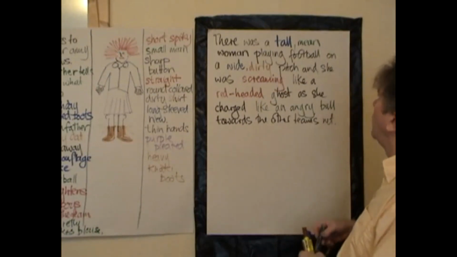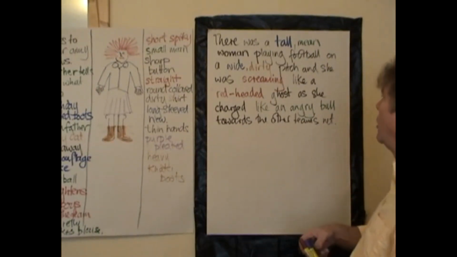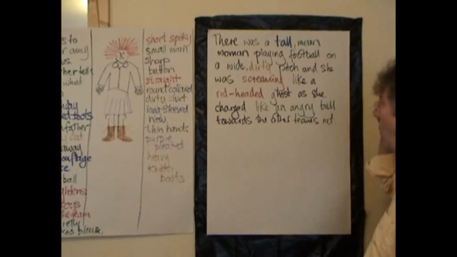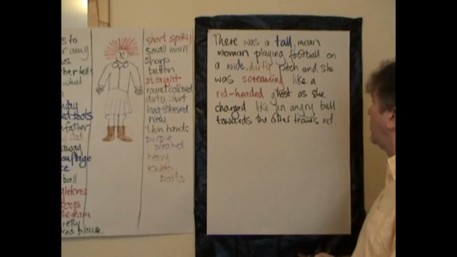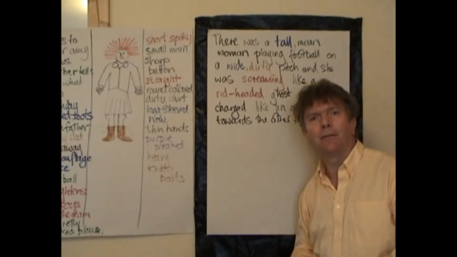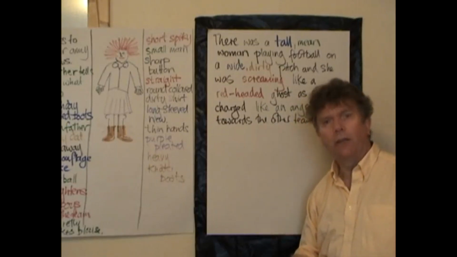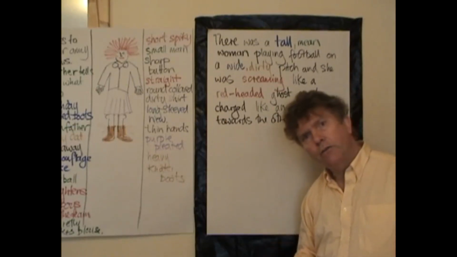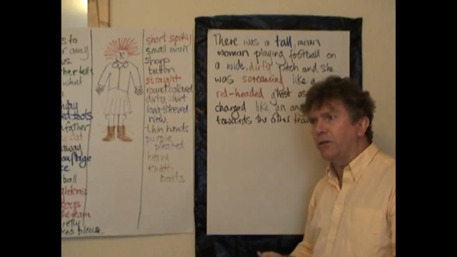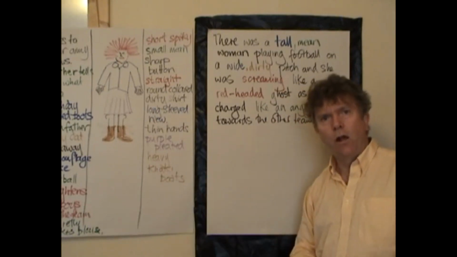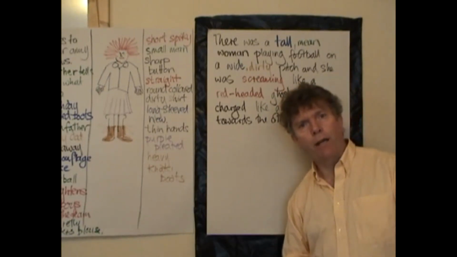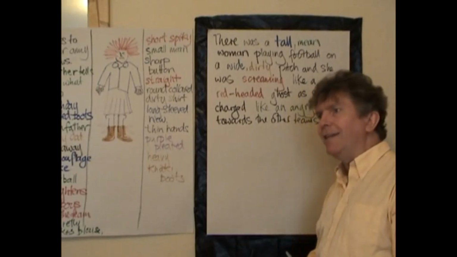There was a tall, mean woman playing football on a wide, dirty pitch, and she was screaming like a red-headed ghost as she charged like an angry bull towards the other team's net. Well, I'd be quite happy with that for a start to a story. And with the later stages of Key Stage 1 and Key Stage 2, you show the children that you're writing for a purpose.